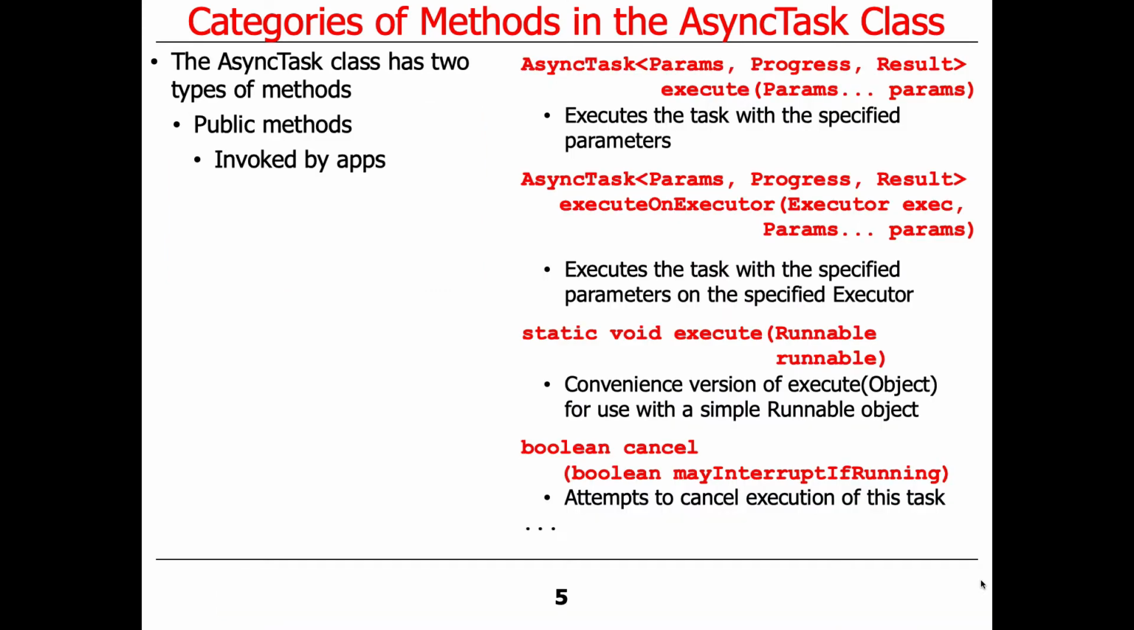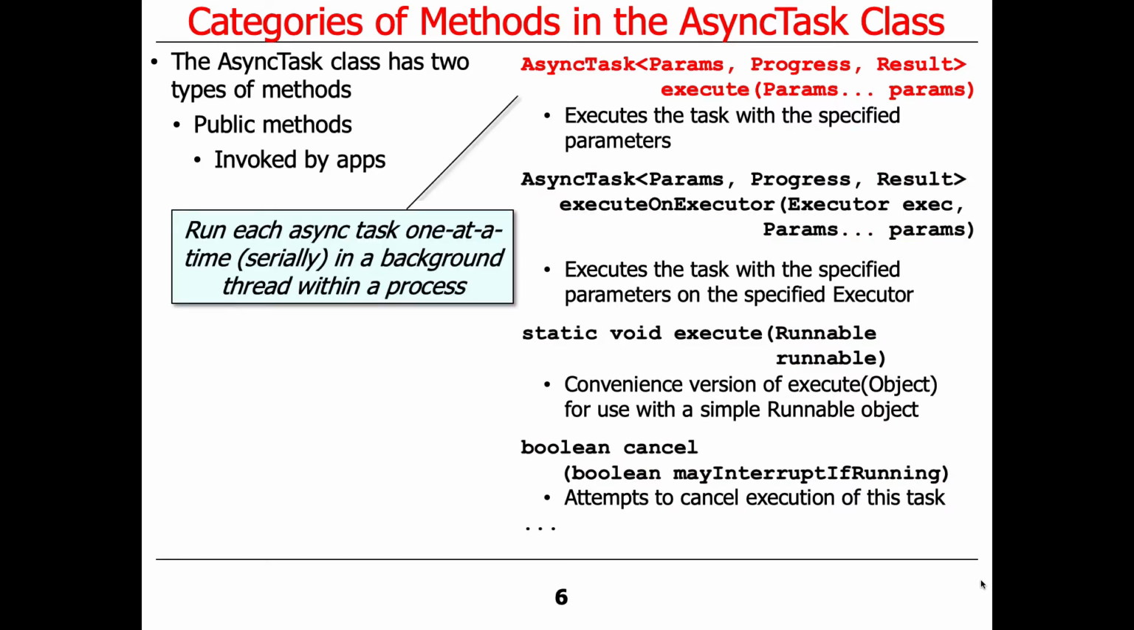Category one are the public methods, and these are the methods that the client application can actually invoke. So these are things that you could call from a client application. As we'll see here, one of them is execute, which is the most common way of interacting with an AsyncTask. You say, start this task running with these parameters, which are optional, but you often have parameters. That's probably the most common method in normal use cases.